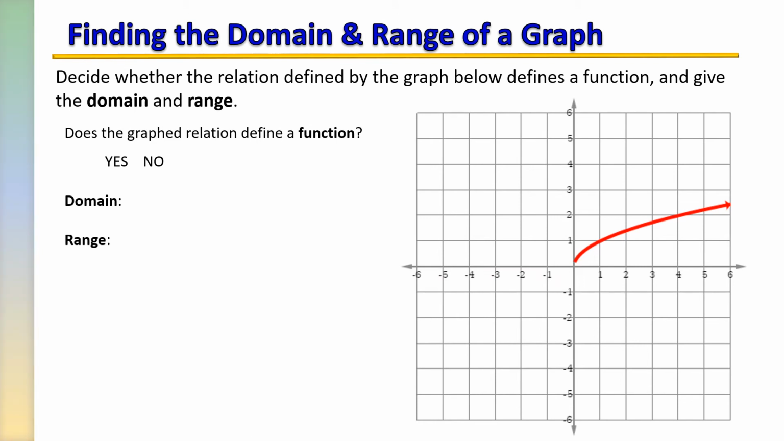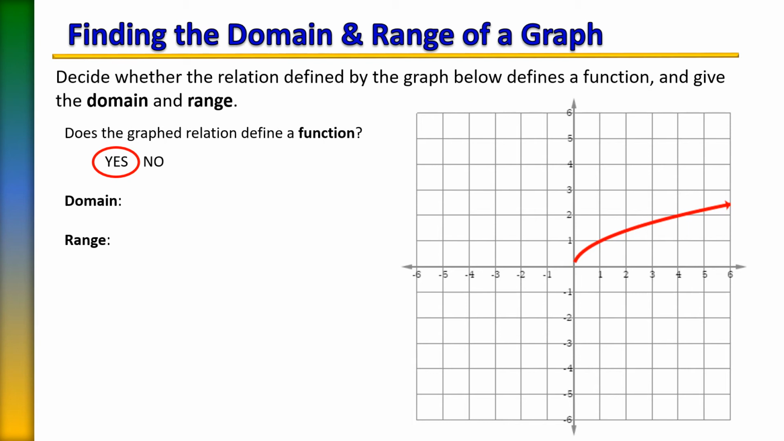In this example, we're asked to find the domain and range of this function and to determine whether it is a function. Let's begin first by determining whether it is defined as a function. We're going to do the vertical line test, which means to draw or imagine a vertical line through your graph. And we can see here that it is only going to touch or intersect in one point. So therefore, yes, it is defined as a function.